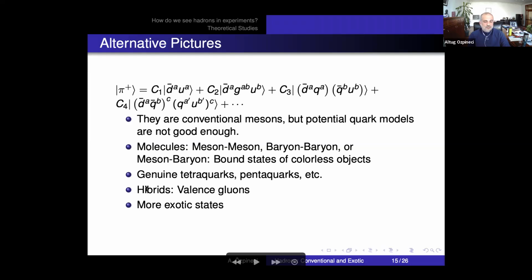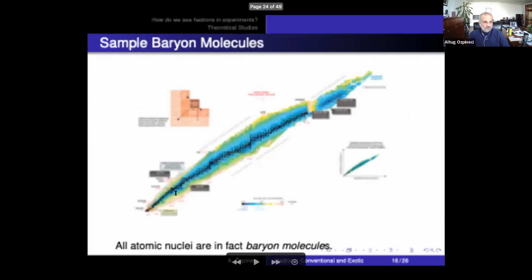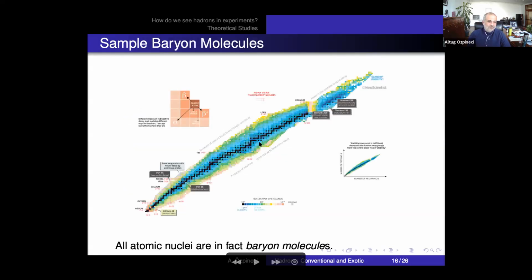Well, there are other possibilities. We can talk about the hybrids where we have an additional gluon in the system, or glueballs, which are made up of mainly only gluons, no quarks, or they can even be more exotic states. Here you see hundreds of examples of baryon molecules. All the atomic nuclei are actually baryon molecules. They have been studied in nuclear physics, but they're not so interesting, let's say, in particle physics.